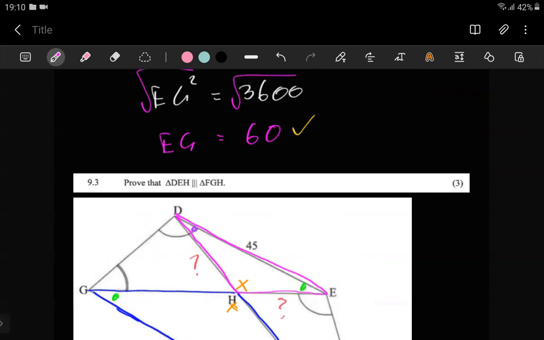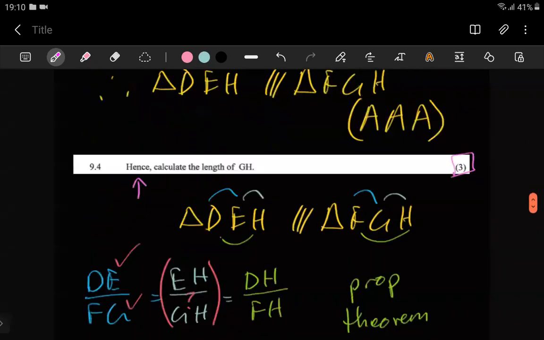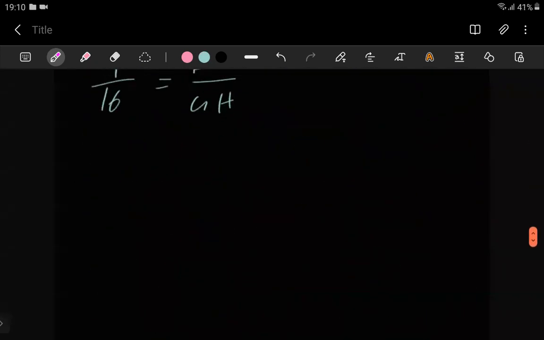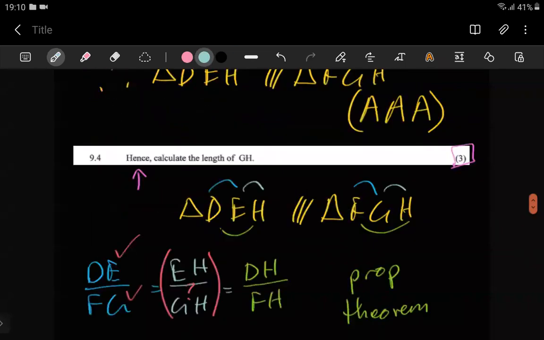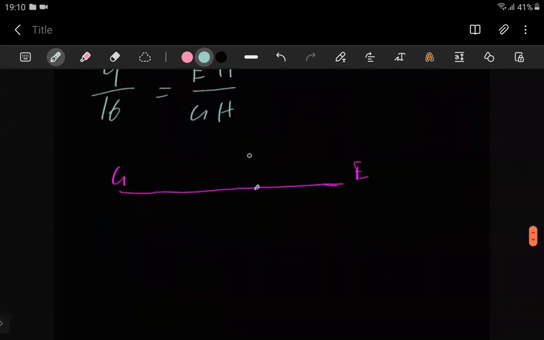However, what we know is the ratio between these two lines is 9 to 16. So let me write it out nicely here. We have the line EG. There's G here, there's E here, and somewhere along the line we have an H here. What we know about this line EG is that this is one line from the one triangle. This is one line from the other triangle.